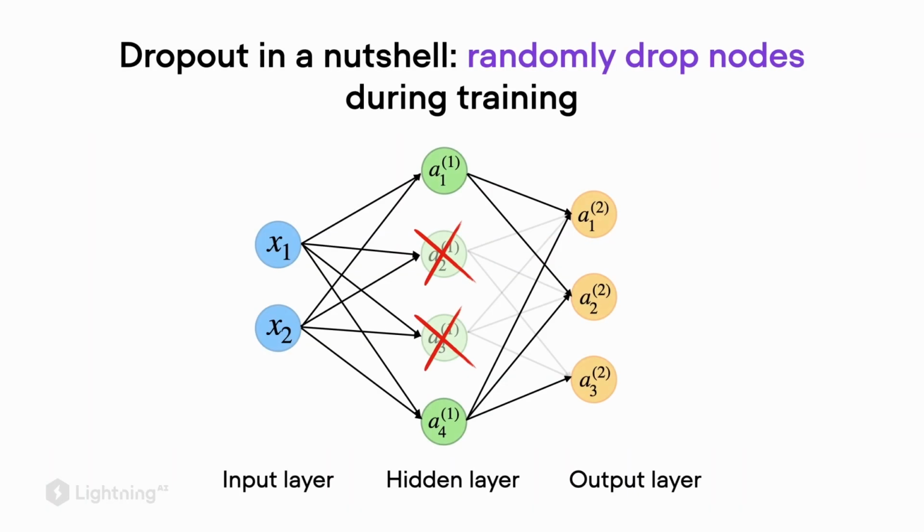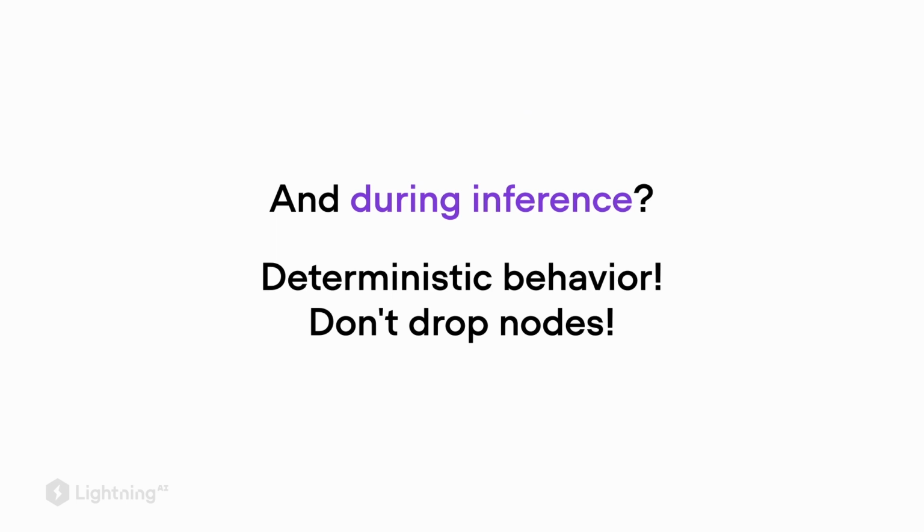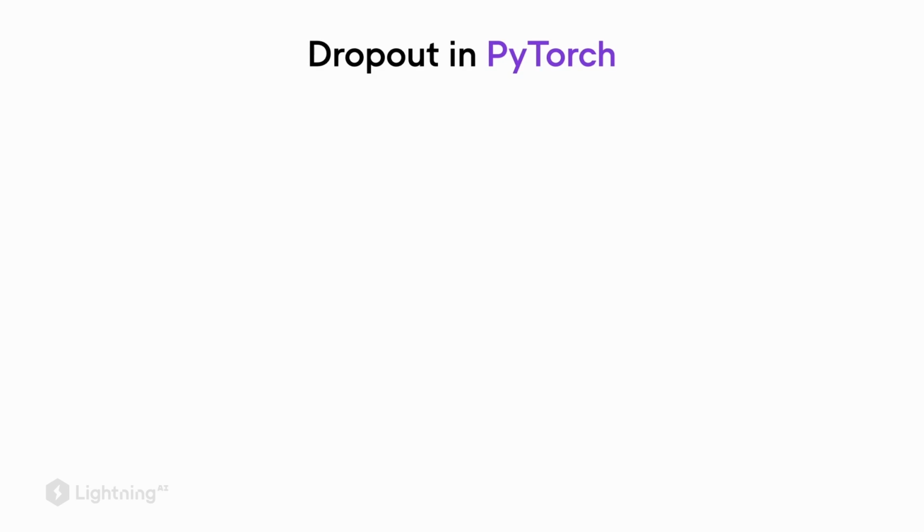Alright, in this video we are going to talk about how we can use Dropout in PyTorch. In the previous videos we discussed that Dropout is a technique that randomly drops hidden layer units during training. And we mentioned that during inference we want deterministic behavior, so during inference we're not dropping any nodes. Now the question is, how can we accomplish that in PyTorch?